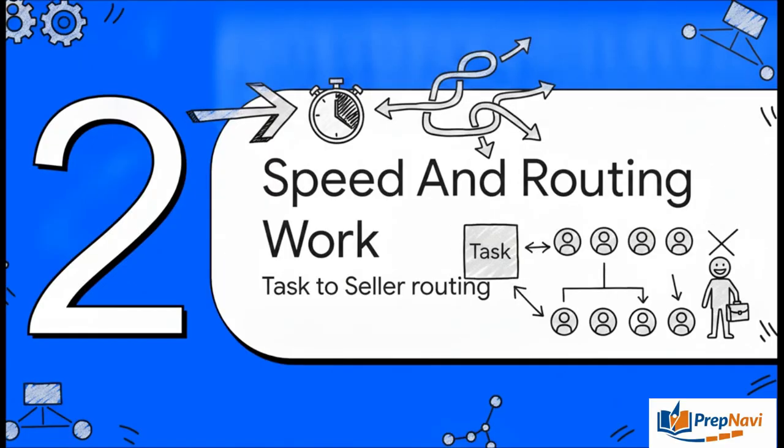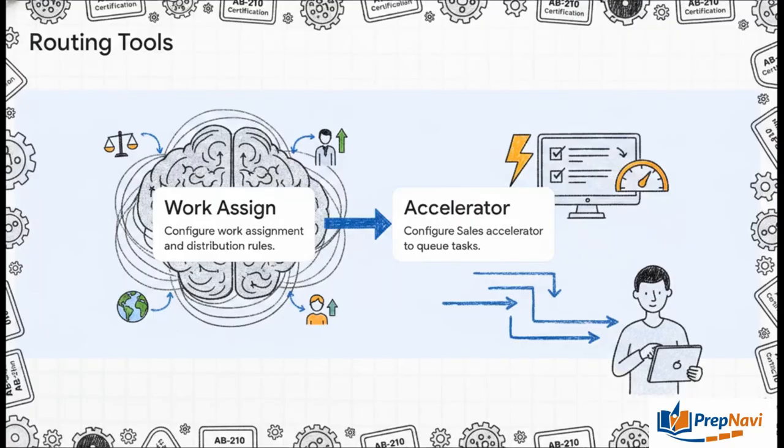Moving on to Section 2, speed and routing work, getting the right task to the right seller. Microsoft absolutely loves testing your ability to eliminate sales friction, so you want to pay very close attention to this two-step distinction. Step 1. You configure the work assignment. Think of this as the brains of the operation. This is where you define the logic and the rules for who gets what based on things like seller capacity, their specific attributes, and their territory.